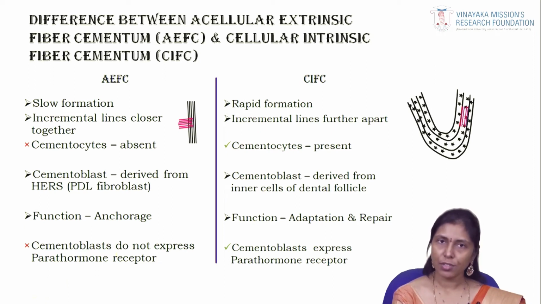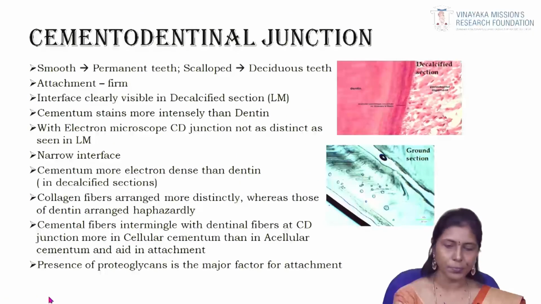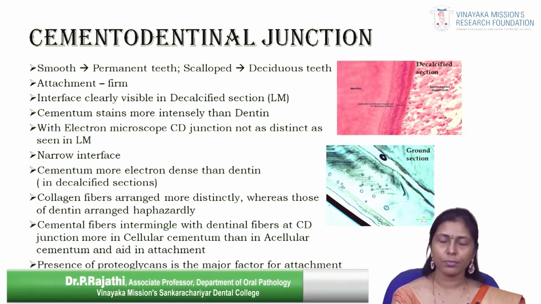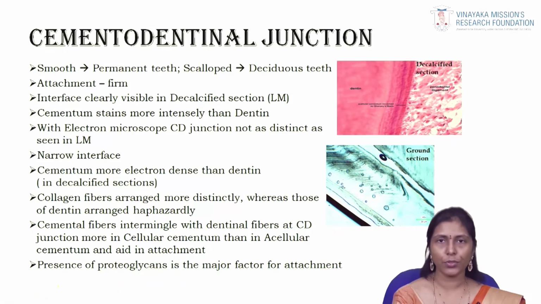Cementoblasts of acellular extrinsic fiber cementum do not express parathormone receptor, whereas cellular intrinsic fiber cementum fibroblasts will express parathormone receptor. Next, coming to the cementodentinal junction. What is the cementodentinal junction? The junction between the cementum, that is the outermost covering of the root, and within the cementum you have dentin, isn't it? Radicular dentin. So the junction between the cementum and dentin, you call it the cementodentinal junction.